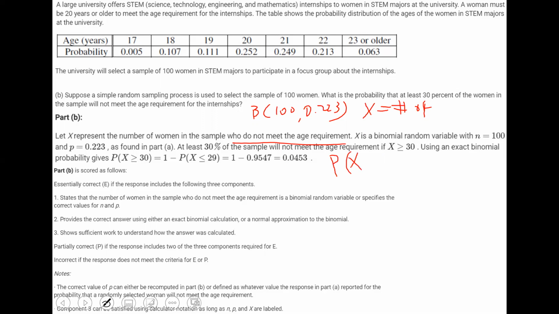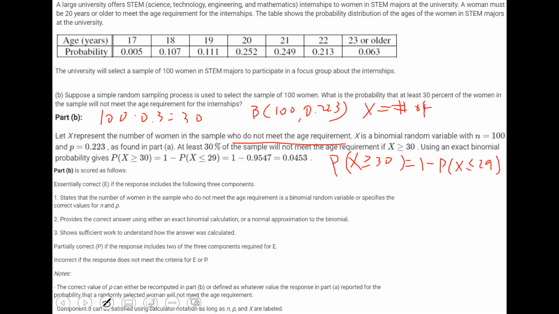X is at least 30, right? Because 100 times 30% is 30 people. So we want at least this many people. To use binom CDF, you want to do 1 minus P of X less than or equal to 29. Again, because it's discrete, you don't have to say X is less than 30.